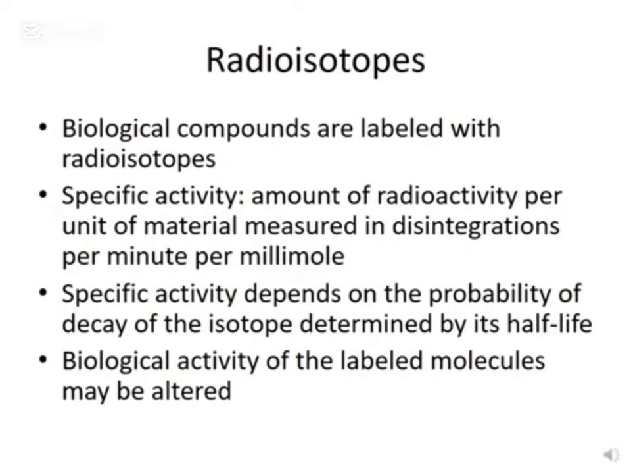Radioisotopes are also a possibility to label biological compounds, specifically proteins. In radioisotope labeling, we measure what we call specific activity, which is the amount of radioactivity per unit of material, measured in disintegrations per minute per millimole. So you know that radioisotopes disintegrate over time, and as they do that, they emit energy in the form of radio waves. So we can measure the disintegration by measuring the energy that is emitted as the substance disintegrates.